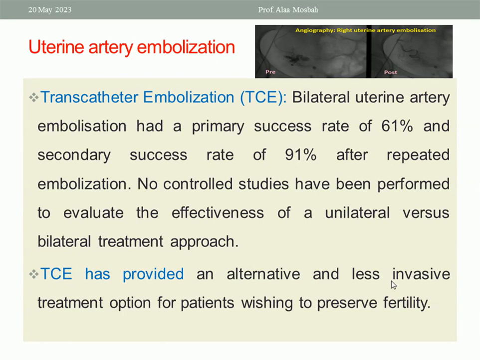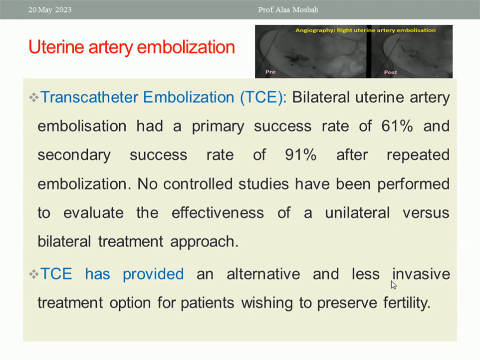Transcatheter embolization, bilateral uterine artery embolization had a primary success rate of 61% and a secondary success rate of 91% after repeated embolization. What does it mean?